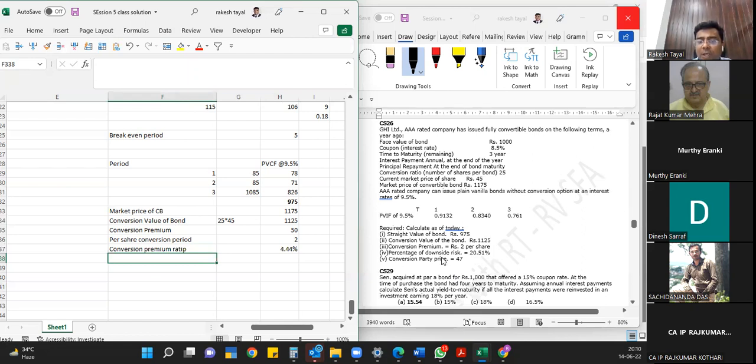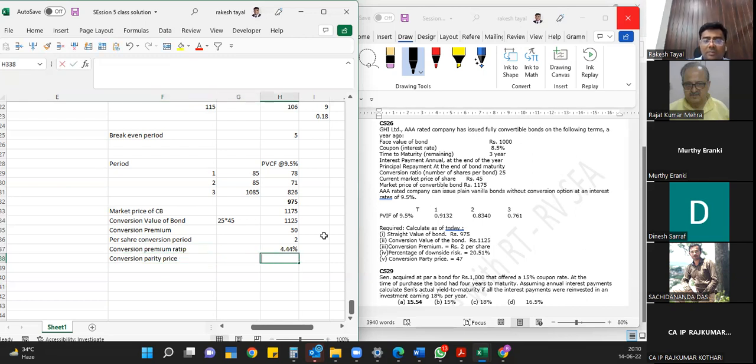Now percentage of downside risk, and first the conversion parity price, this is easy. What is the conversion parity price? 1175 divided by 25, ₹47.